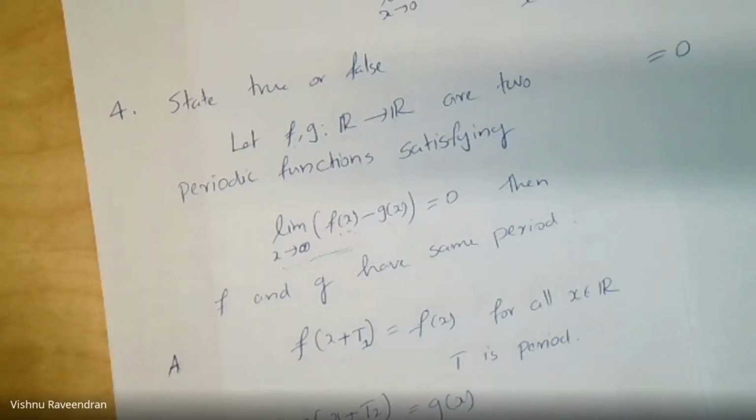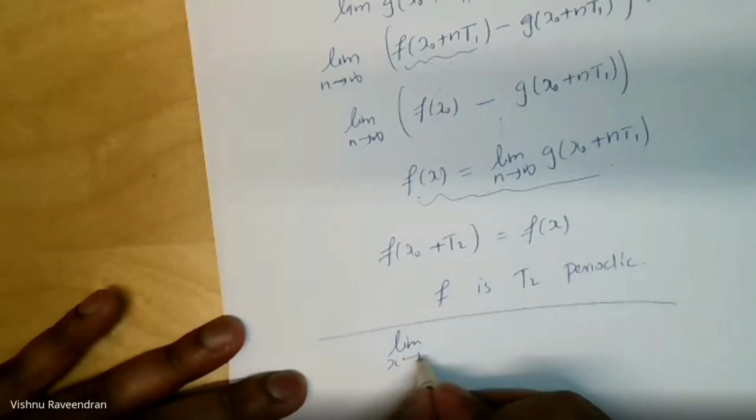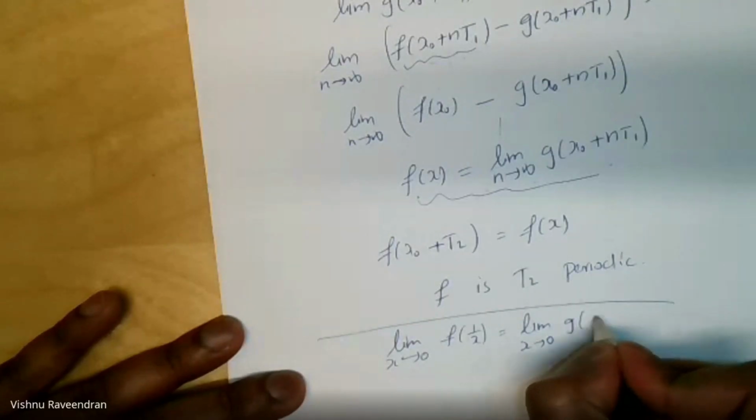Any questions related to this? So I have a question. Can we use one by limit? We know that the limit as x extends to infinity of f of x is equal to the limit as x extends to infinity of g of x, right? Yes. Then can we write the limit as x extends to 0 of f of 1 by x equal to the limit as x extends to 0 of g of 1 by x? Yes, we can write that.